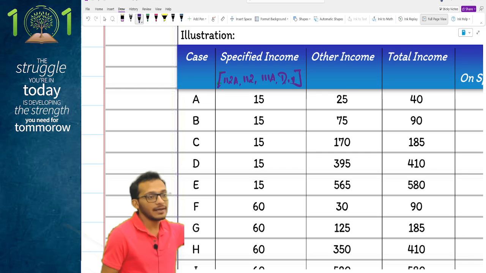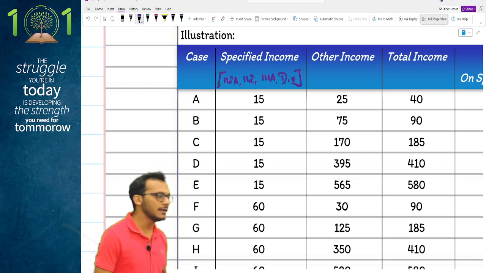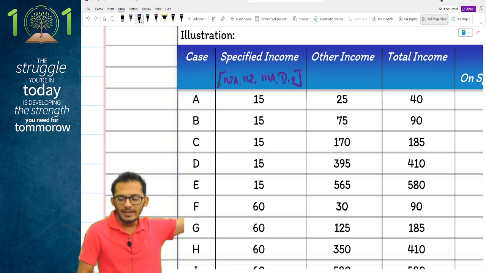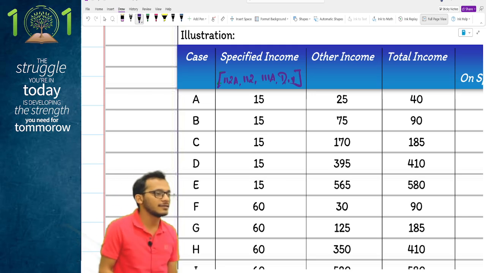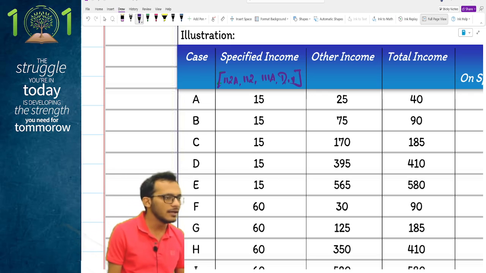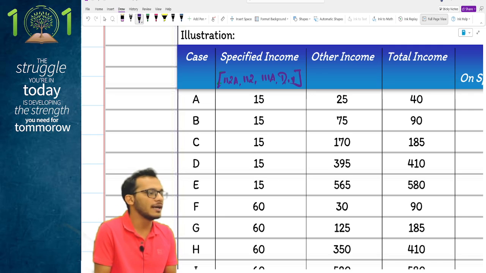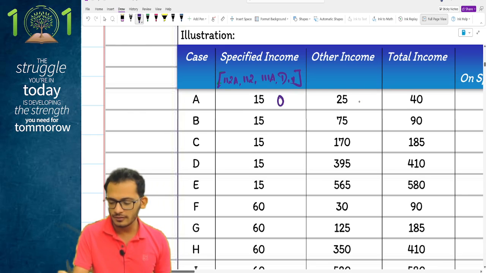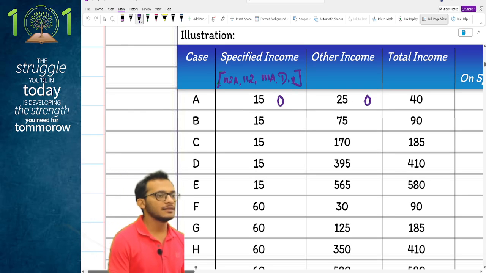Understand, all the numbers given here are in lakhs. Case scenario number 1. My special income is 15 lakhs, my other income is 25 lakhs, my total income is 40 lakhs. Will I split or not split? I will not split. I will look at it together. If I am looking at it together, it falls between 0 to 50. Surcharge becomes the same for both. You understand what I'm doing?